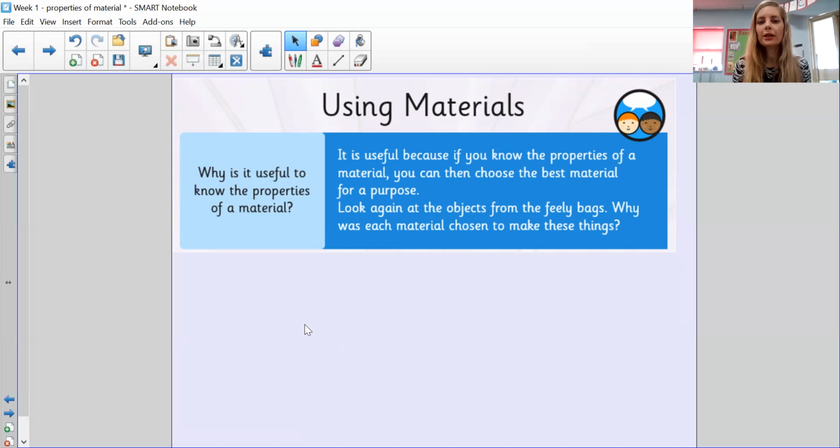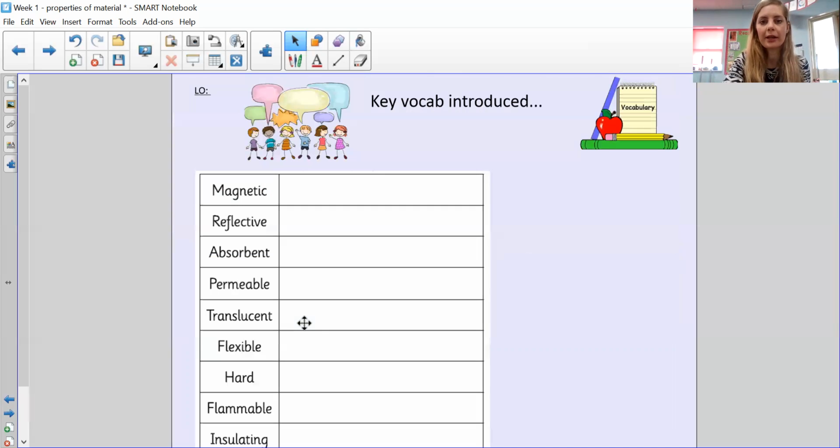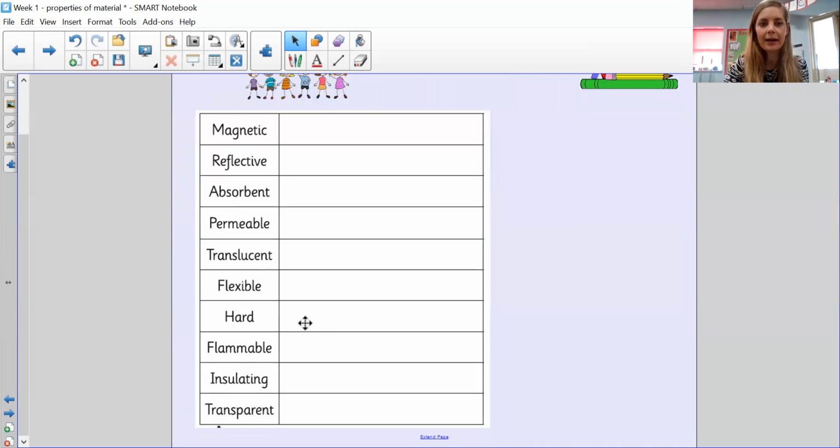So we're going to be looking at some materials and objects now, and we're going to have a think about the properties of these materials and what they could be used for, using our vocab. So I'm just going to get our vocab page up now. Okay, so things that are magnetic means that they come together. That would be a property of that material. If I have 2 magnets, they're obviously magnetic. They are attracted to one another.